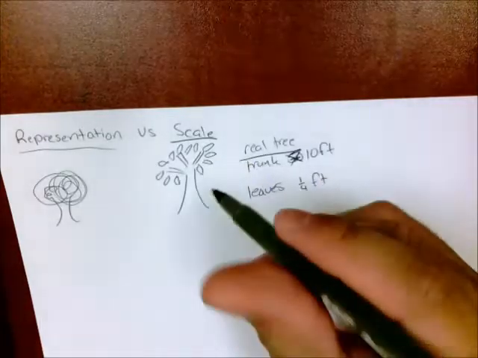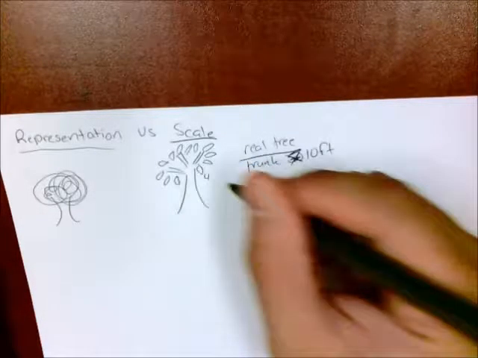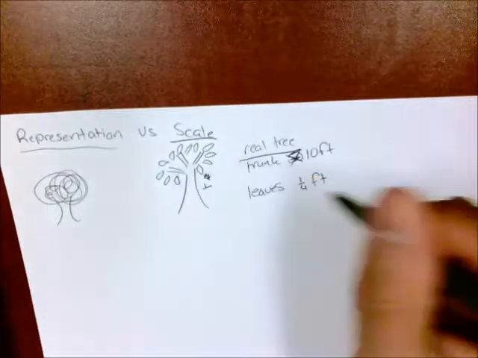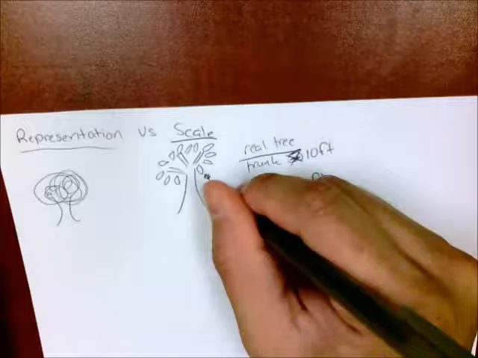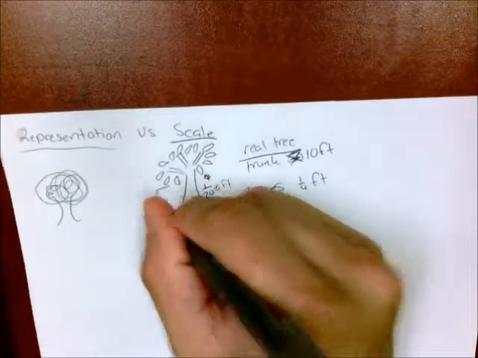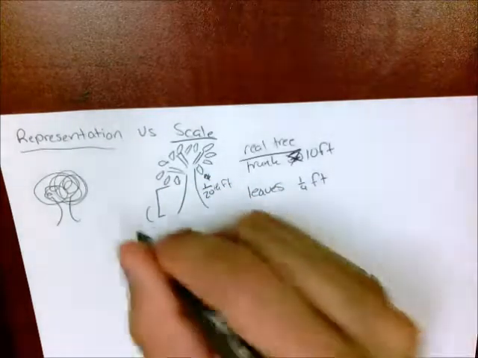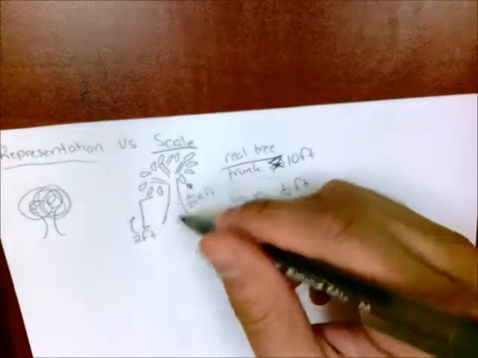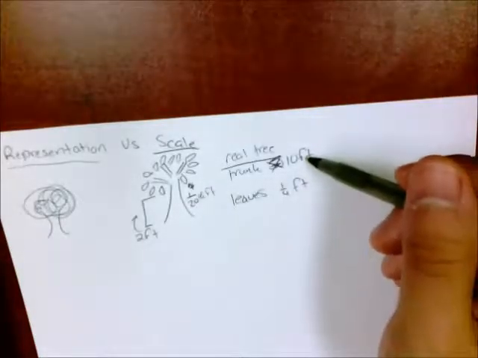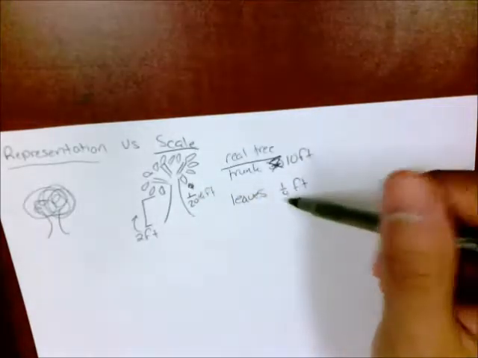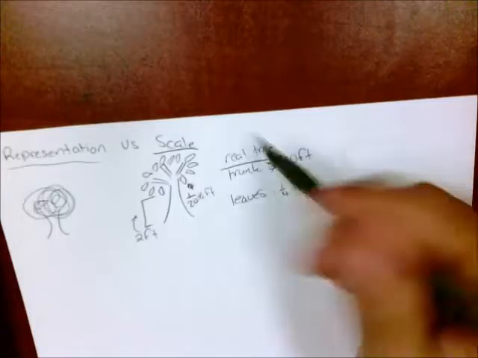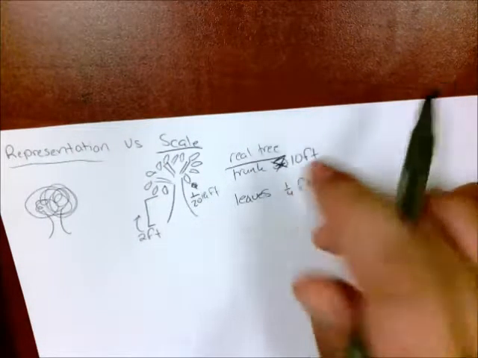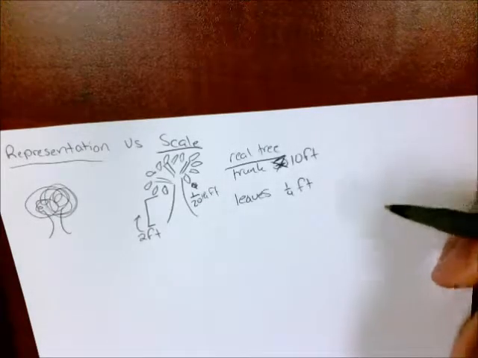Okay, in my scale drawing, I'd have leaves that are actually 1/20th of a foot, and my trunk here would be drawn as like 2 feet or something like that. So it would give you a scale because 2 feet times 5 equals 10 feet. 1/20th times 5 equals 1/4. So it works in that scale proportion that you guys have been working on for the rest of this unit. Alright, so that is representation versus scale.